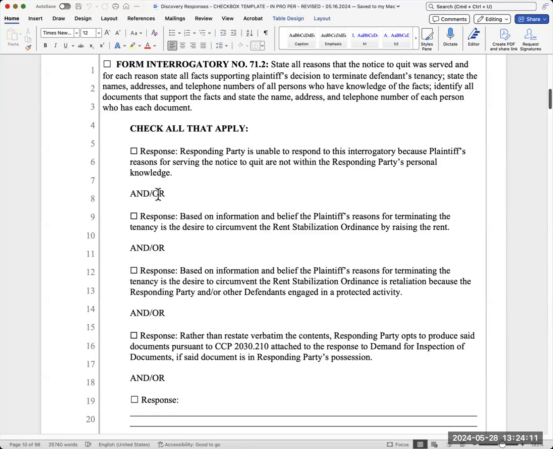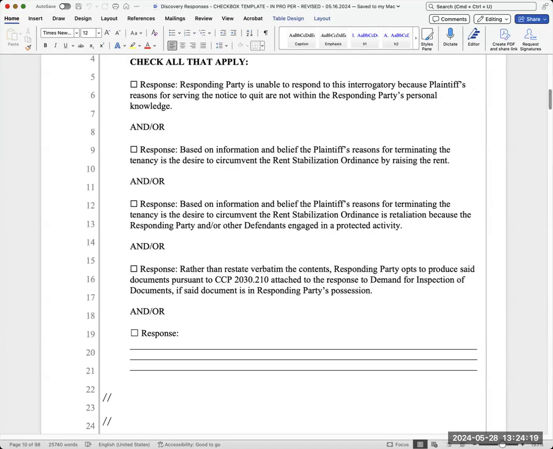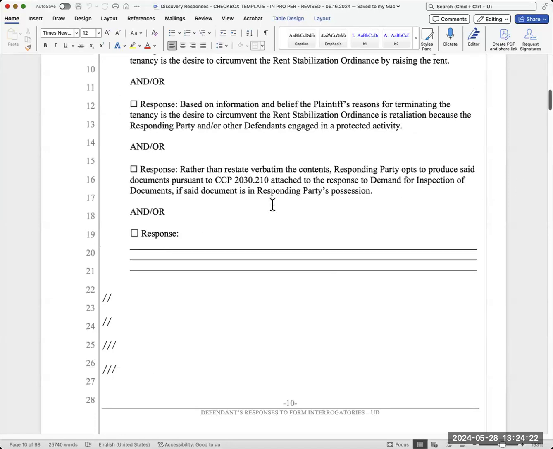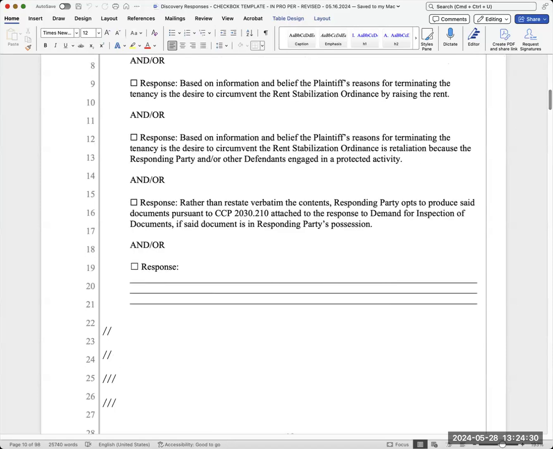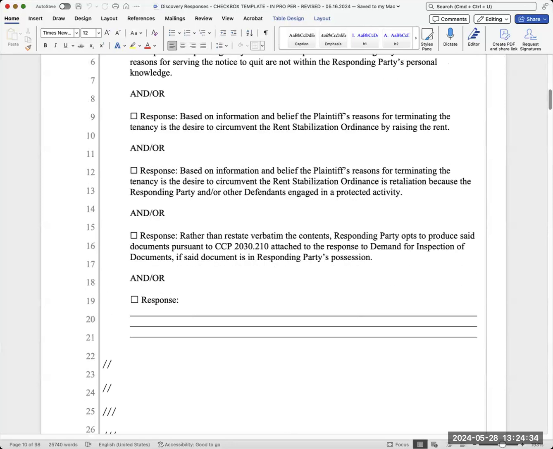And these can be and/or, right? So something might be like, I'm not sure, but I think this because of some reason. And you can always write in some other reason other than the ones here by checking and responding here. You should always put the response that makes sense for you. That is the honest, truthful, factual response for you.